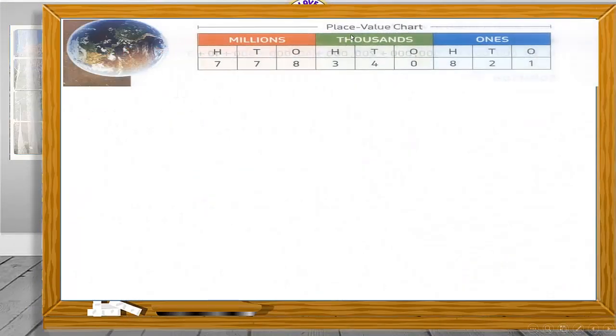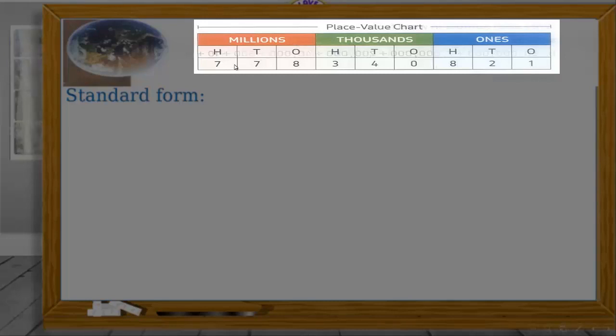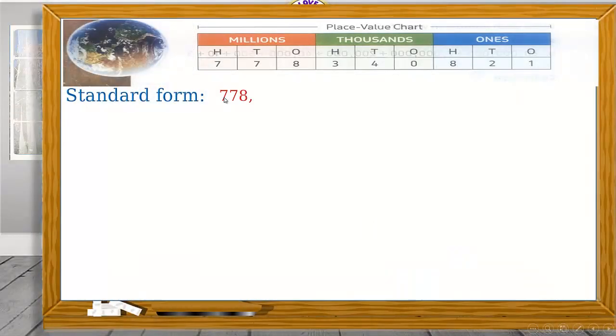In this place value chart, we have a number, and we will write this number in many ways. The first form is standard form. To write any number in standard form, you should focus well on how many periods you have in this number. Here we have 3 periods. Start with the highest place, millions. Write the digits inside this place: 7, 7, 8. We have 3 digits here. Write 7, 7, 8. Put a comma.